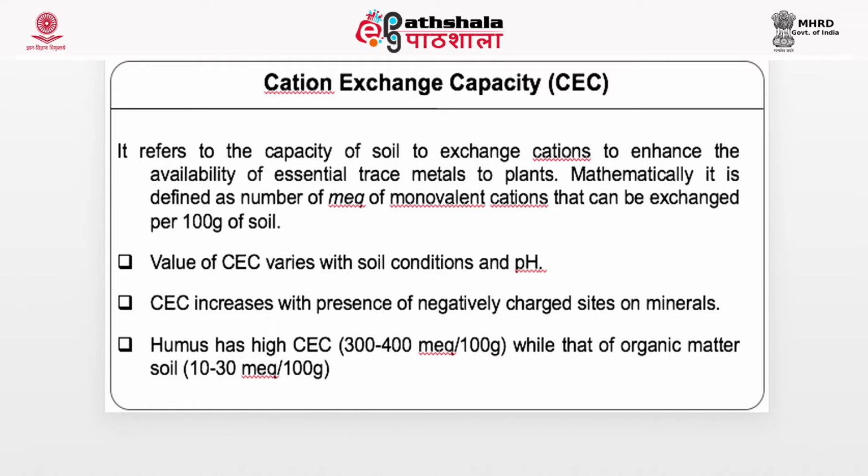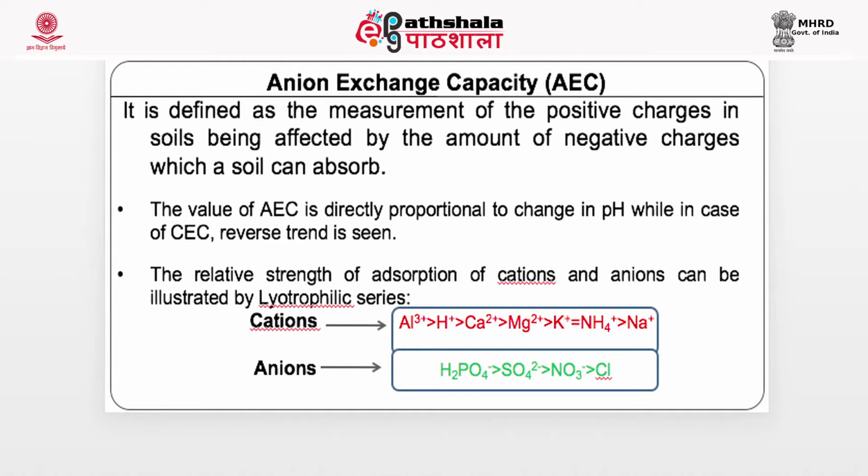CEC increases with the presence of negatively charged sites on minerals. Remember, humus has a high cation exchange capacity, which is almost 300 to 400 milliequivalent per 100 grams, while that of organic matter soil is 10 to 30 milliequivalent per 100 grams. The anion exchange capacity is the measurement of the positive charges in soils, being affected by the amount of negative charges which a soil can absorb.